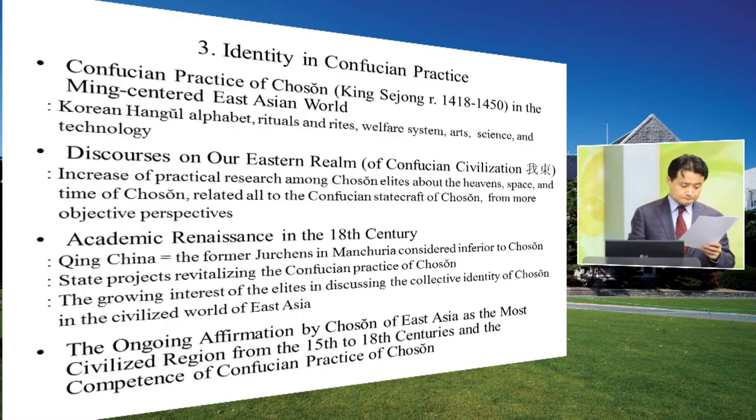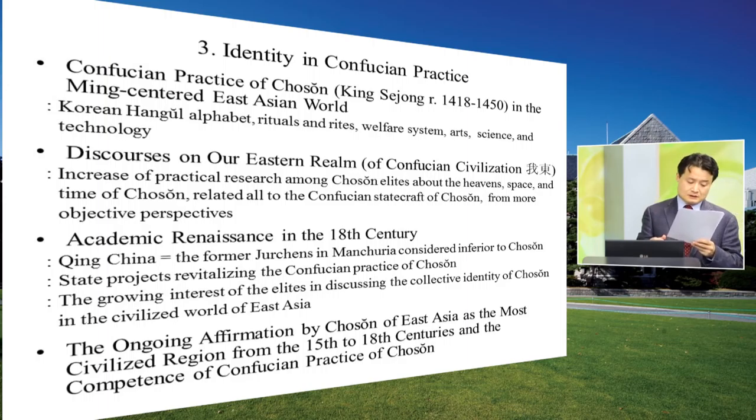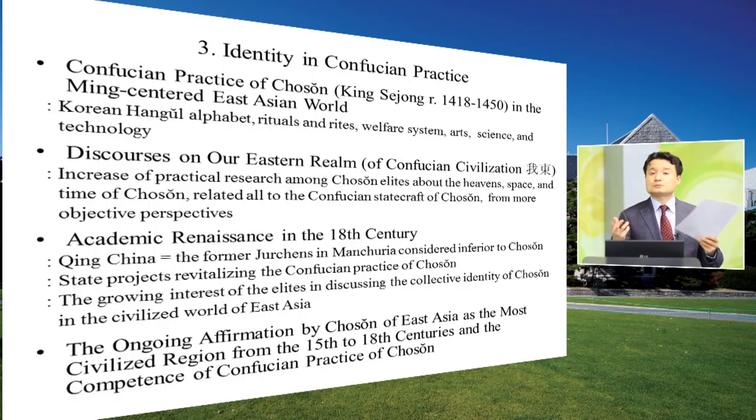For instance, during and after the reign of King Sejong, Joseon state finally demonstrated a high capacity to institutionalize Confucian statecraft and to spread Confucian practice to the rest of the society. The representative achievements are the creation of the Korean Hangul alphabet, the establishment of rituals and rites, and welfare systems, and the development of arts, science, and technologies.